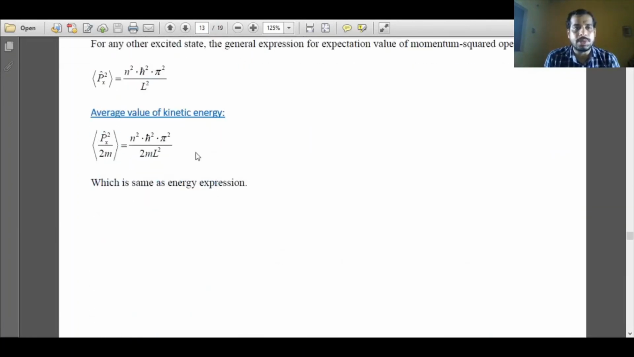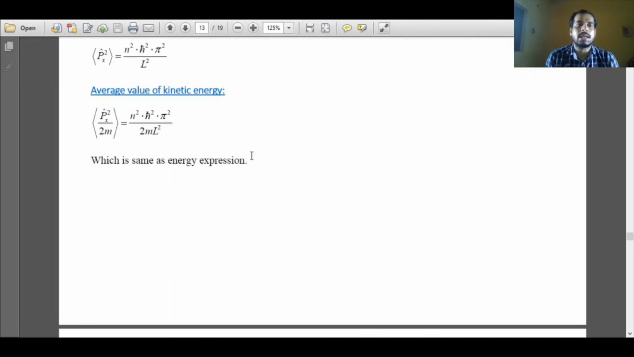Now what is the expectation value for kinetic energy? According to classical physics, we know kinetic energy is given as p square over 2m. P is the momentum operator. Just now we deduced an expression for p square. So if we use that expression and divide by 2m, where m is the mass of the quantum mechanical particle, we will get an expression for energy, and this expression comes out to be n square h bar square pi square by 2 m L square.